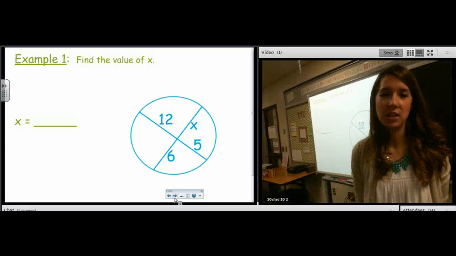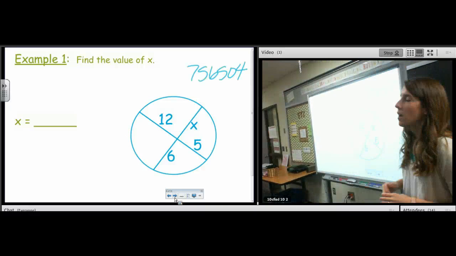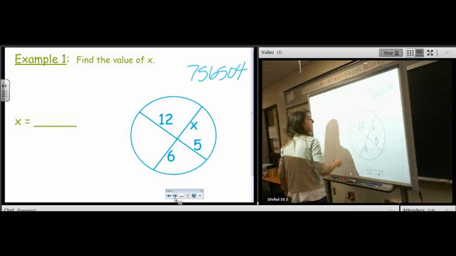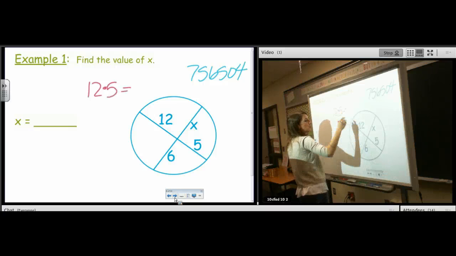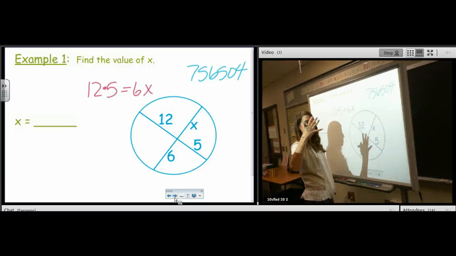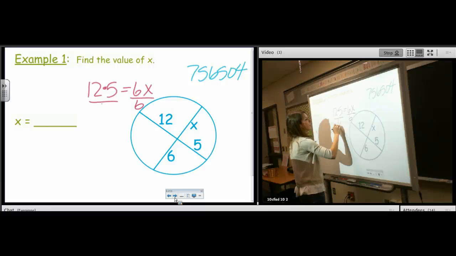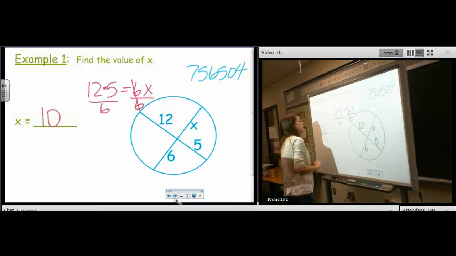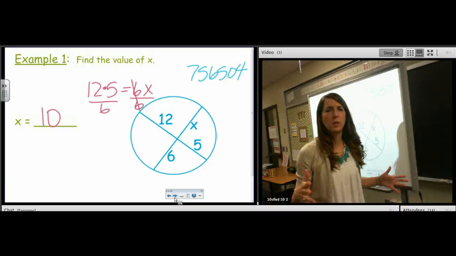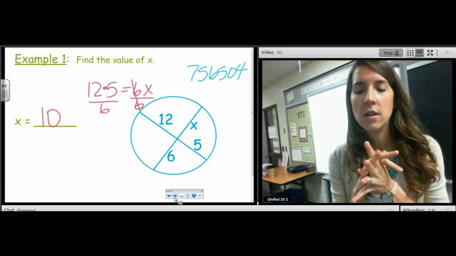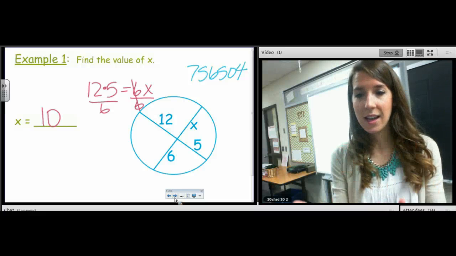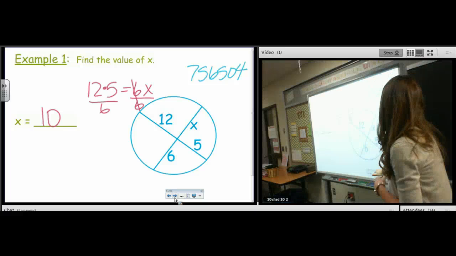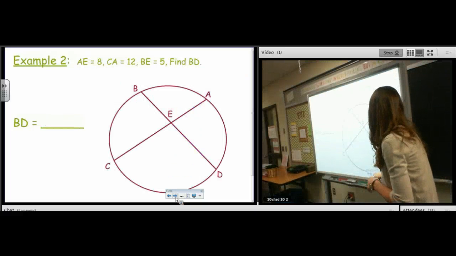Let's start off and try a super easy one. Alright, so what we learned was the part times the part of one of the chords equals the part times the part of the other chord. This is almost kind of like proportions. You're almost cross-multiplying. But just divide by 6. Final answer, X equals 10. So that's just a really basic application of how this works. It's kind of like you're saying 12 is to 6 as X is to 5. All right, let's try another one.